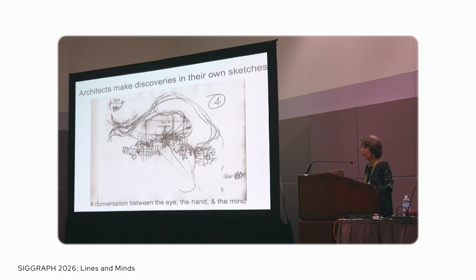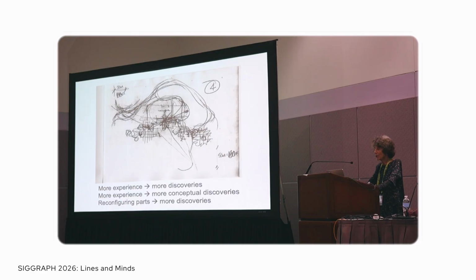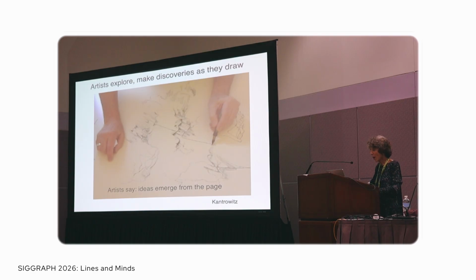I mean, the Picasso quote was lovely, that I can't know what I'm going to draw until I'm drawing it. So they talk about it as a conversation between the eye, the hand, and the mind. And more experienced architects make more discoveries and more conceptual ones. The novices make perceptual ones. And one strategy for creativity is reconfiguring parts. And the ambiguity allows you to reconfigure. Things aren't settled.